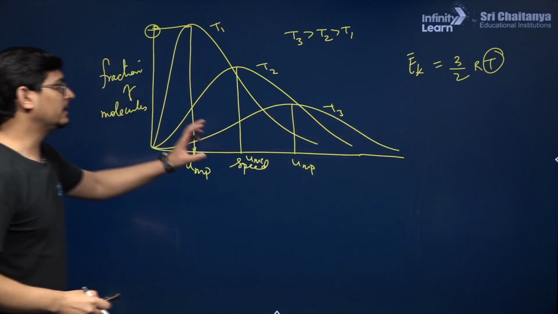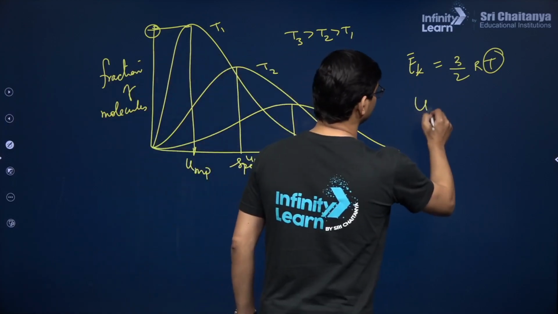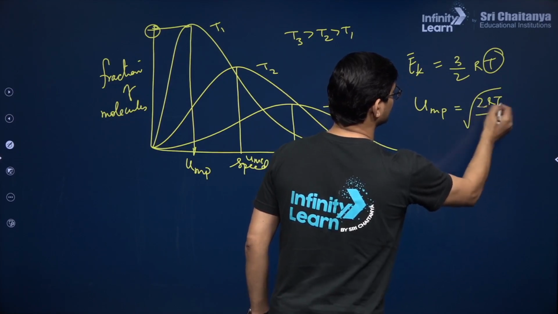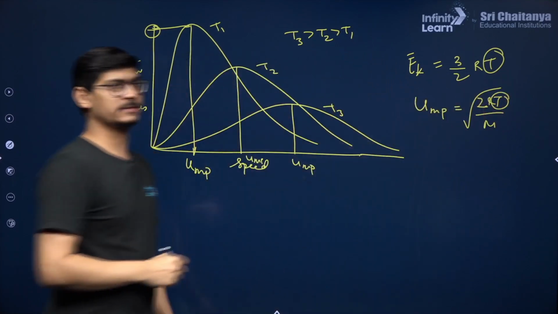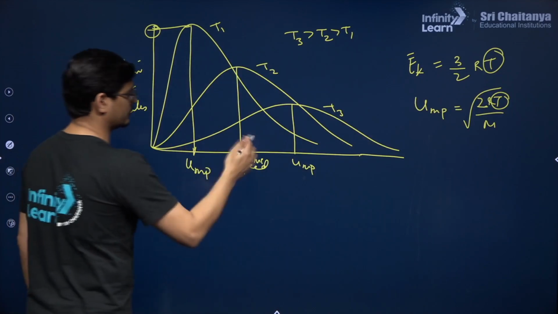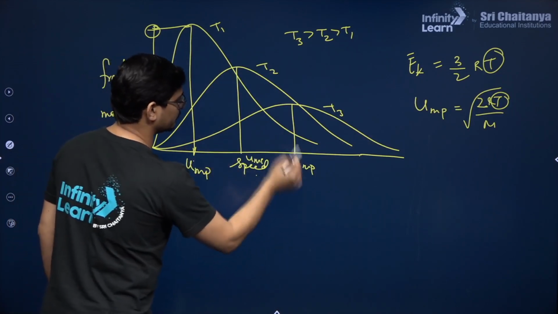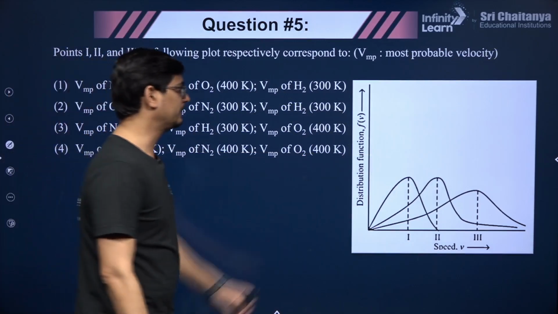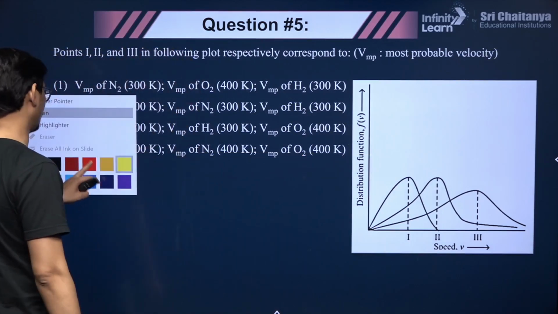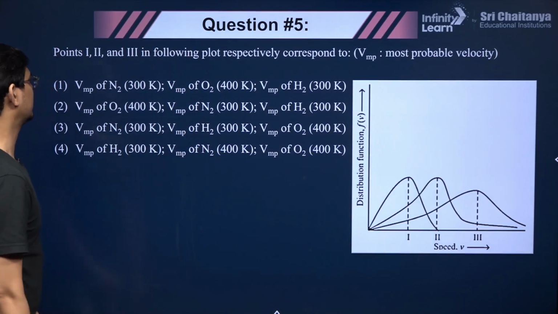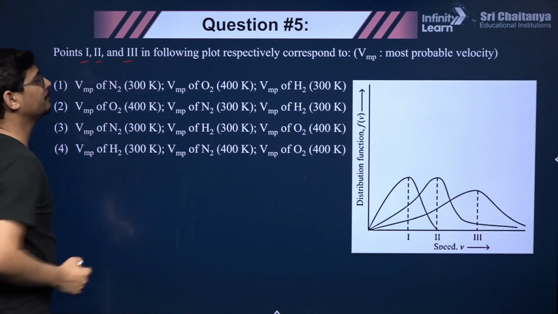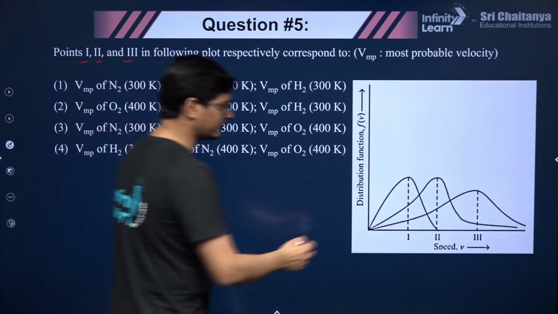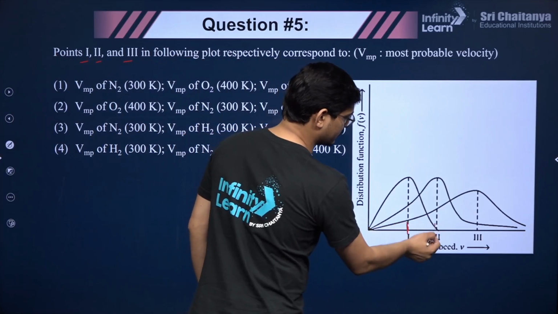Okay, similarly, because most probable speed is under root 2 RT by m, right? So with increase in temperature, the most probable speed also increases. So as you increase temperature, you can see the most probable speed is also increasing. Now let us come back to the question. I think basics are enough. So here in this question, what have they asked? Points 1, 2 and 3 in the following plot respectively correspond to. So this is the most probable speed 1, this is 2 and this is 3.